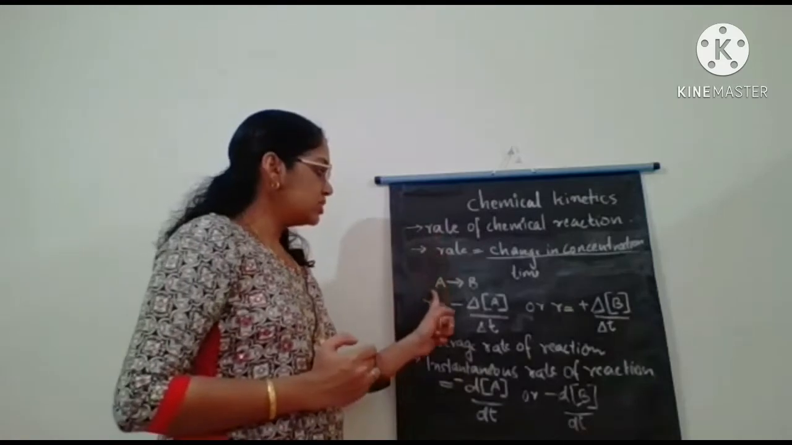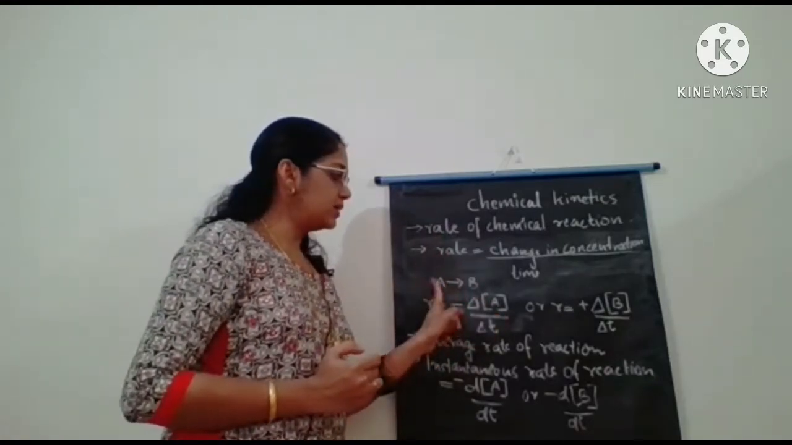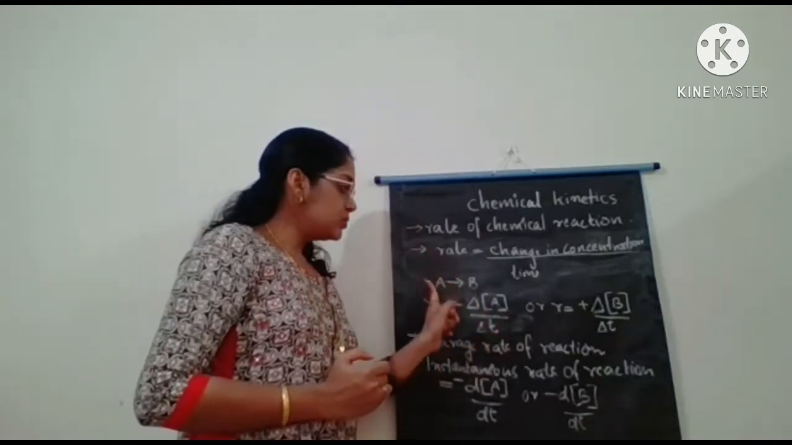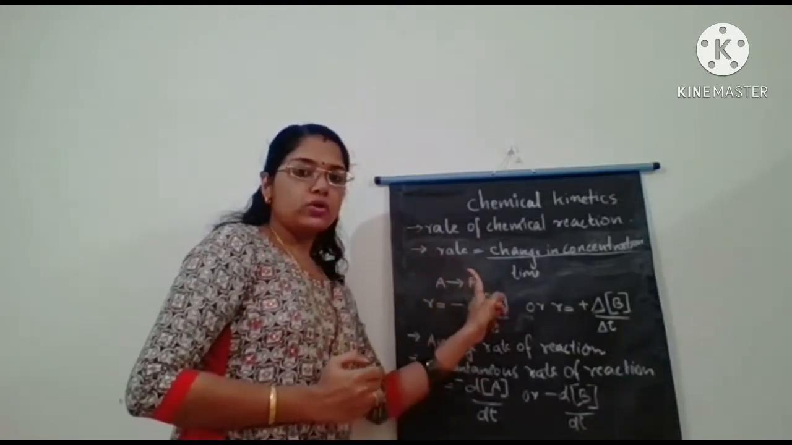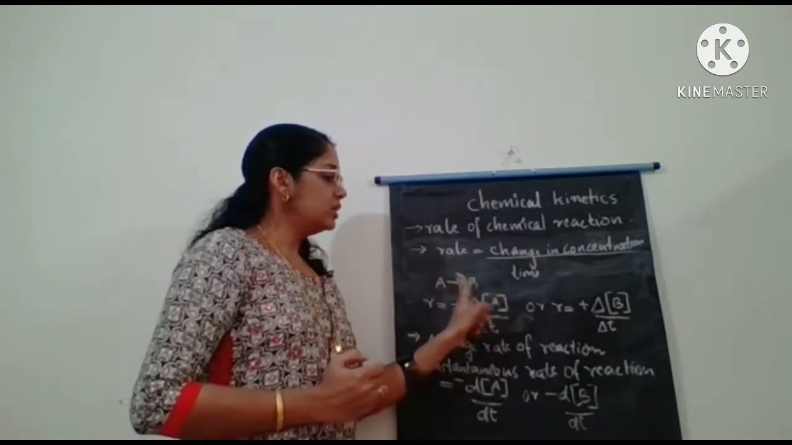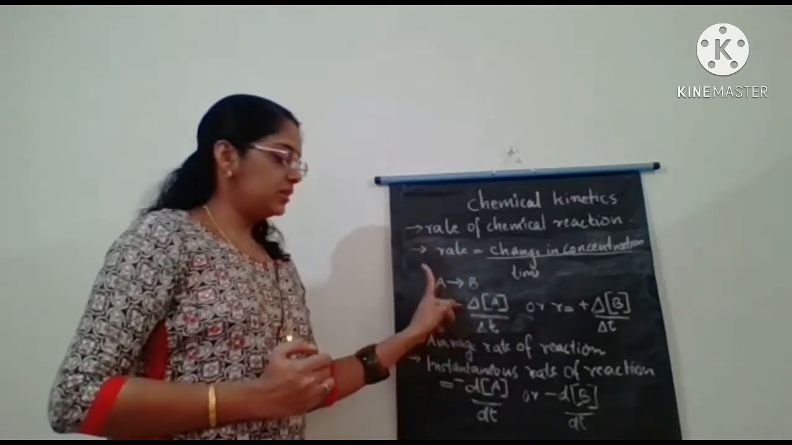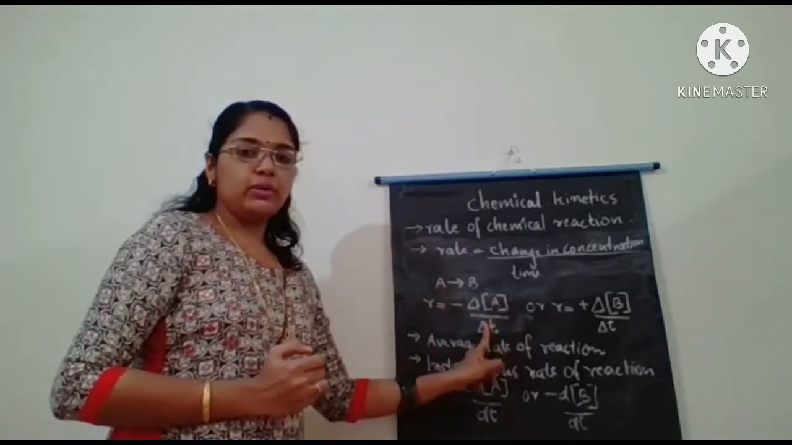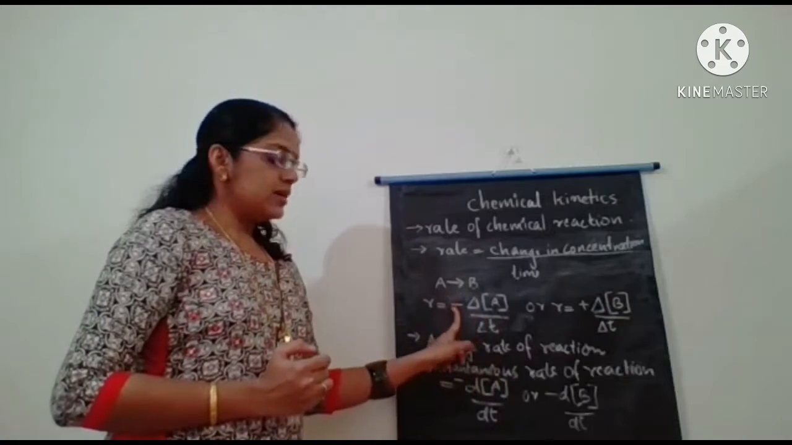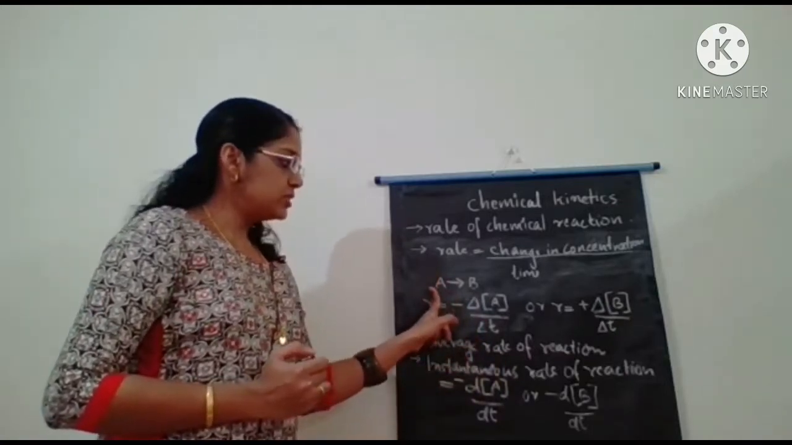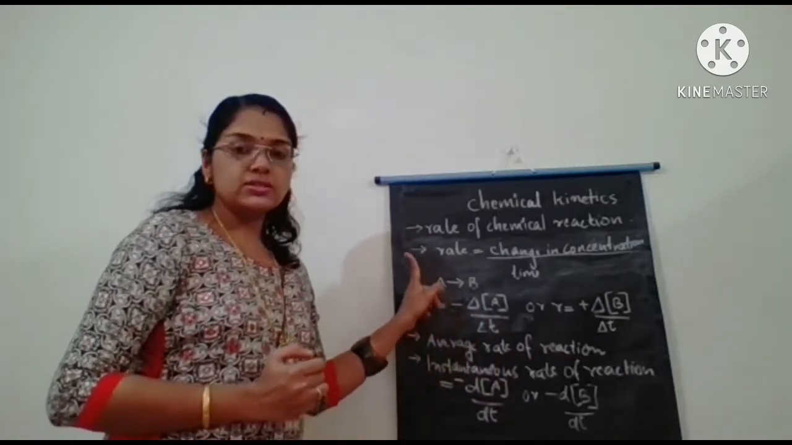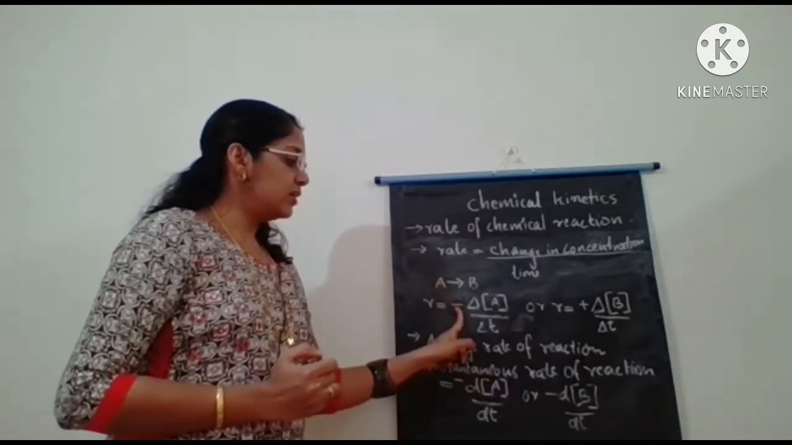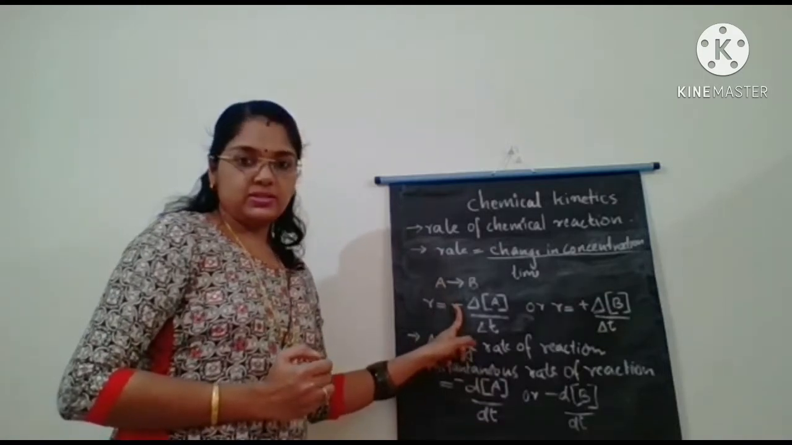So, consider the reaction A to B. Here A is the reactant and B is the product. So, rate can be expressed either in terms of the concentration of reactant or the concentration of the product. In terms of the concentration of the reactant, the rate can be expressed as minus delta concentration of A divided by delta t. Why the negative sign? When a chemical reaction is proceeding, definitely the concentration of the reactant tends to decrease. That is why, due to the decrease in the reactant concentration, we put the negative sign.